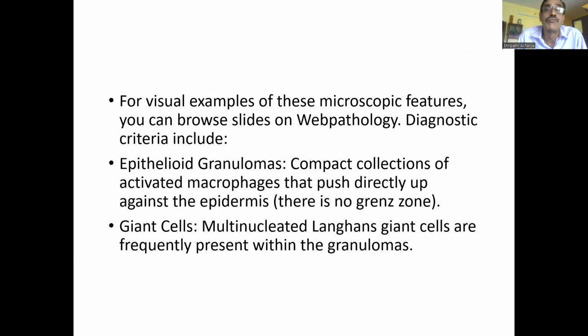For visual examples of these microscopic features, you can browse slides on WebPathology. Diagnostic criteria include epithelioid granulomas, compact collections of activated macrophages that push directly up against the epidermis. There is no Grenz zone.